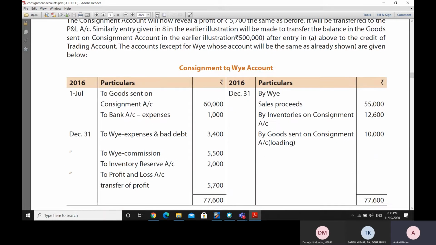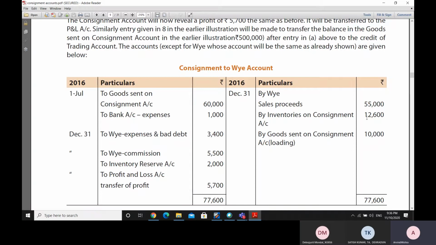So first thing that we are doing is we can look at the consignment account here, and the first entry that we find here is that the consignment account is debited for 60,000, goods worth 50,000 plus cost of 10,000 rupees, 20% is loaded on cost here, and this is sold for 55,000 rupees, and finally the inventories are being valued at 12,600 rupees. The inventory is valued at 12,600 rupees because of the fact that there was a loading factor involved here.